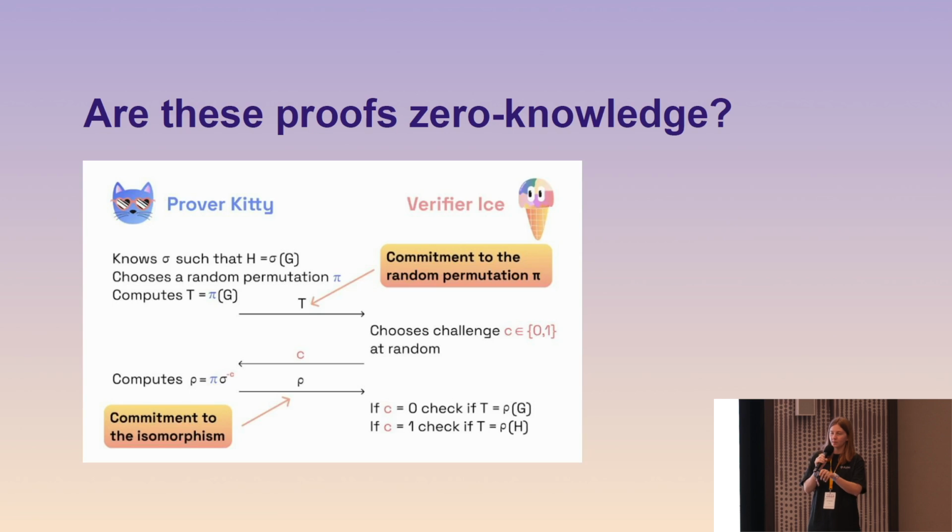Because when the prover sends the verifier T, this is kind of a commitment to the random permutation P. It's not the permutation in plain text. And when the prover sends the verifier rho, again, rho is a commitment to the isomorphism. It's not the isomorphism in plain text. And this is exactly why we needed this small trick with rho.